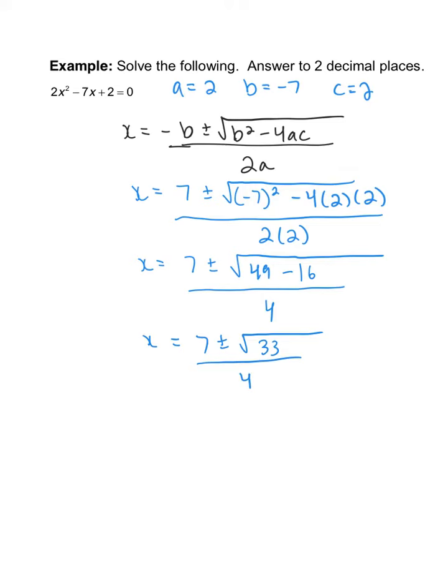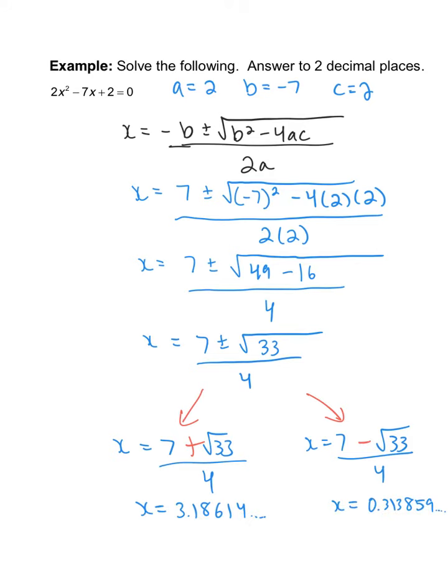Now that I'm at this step, I'm going to split this up into my 2 answers. So x equals 7 plus the square root of 33, divided by 4, and x equals 7 minus the square root of 33, divided by 4. With my calculator, I get my first answer as x is 3.18614 and so on.